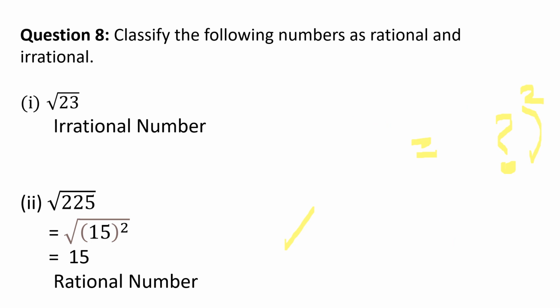When a perfect square comes inside the square root, then it is a rational number. Otherwise it is an irrational number, right? Now the next number is root 225. Now clearly 225 is 15 square, and square root and square cancel and it becomes 15. So you know how to solve this. You're in class 9, you should know, right?